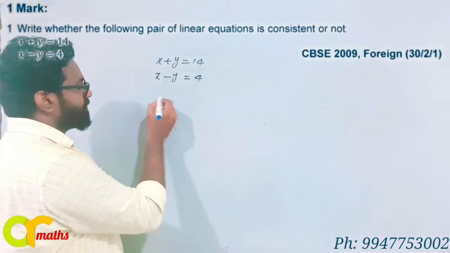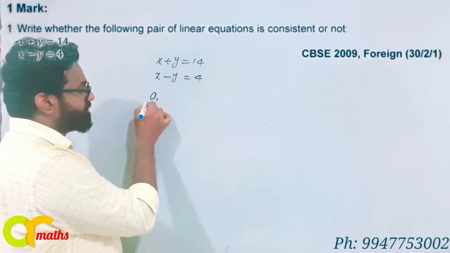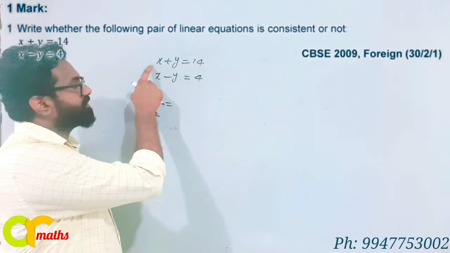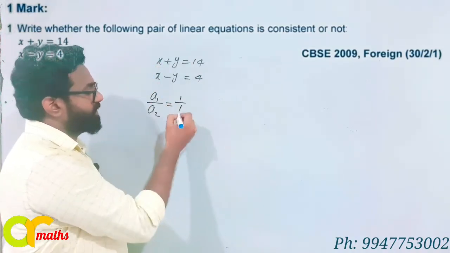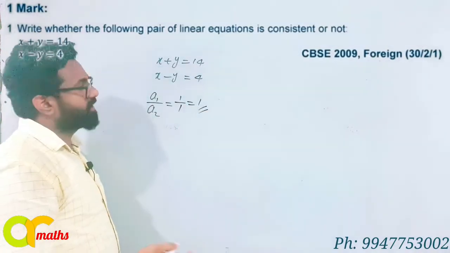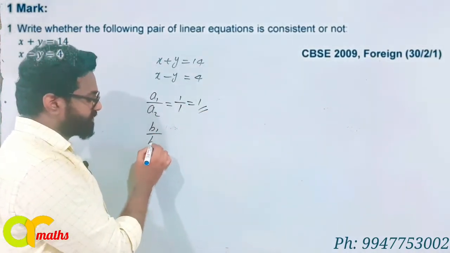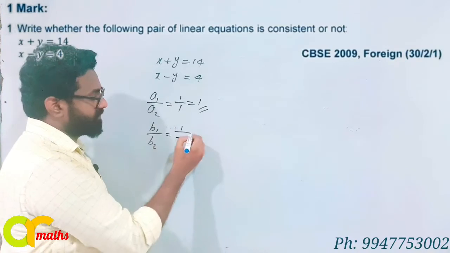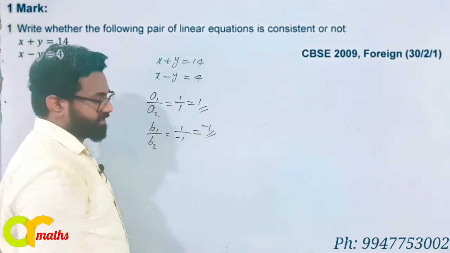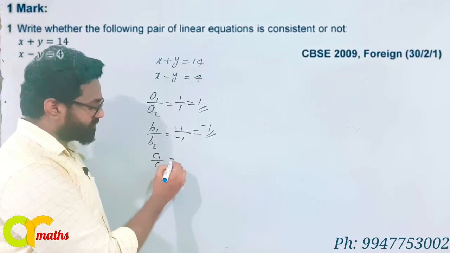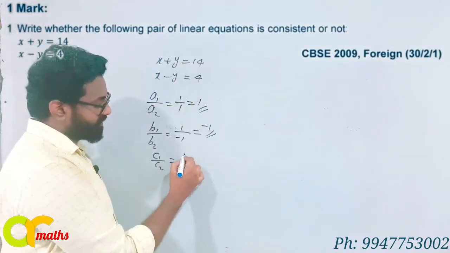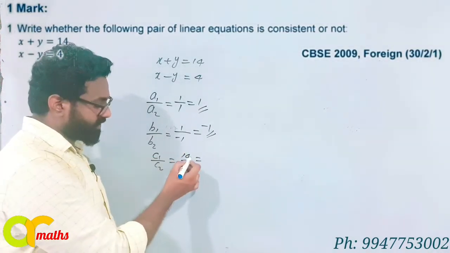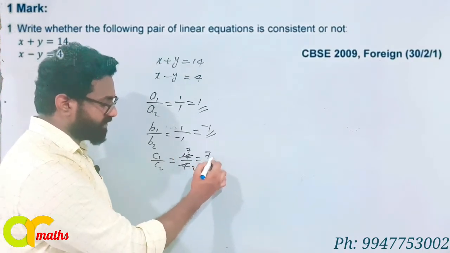So listen, you have to find a1 divided by a2. a1 means the coefficient of x. What is the coefficient of x here? 1, divided by 1. What is the answer? 1. Next, b1 divided by b2. b1 is the coefficient of y. Here 1 divided by minus 1, so it is minus 1. Next, c1 divided by c2. 14 divided by 4. You can cancel 2, so it is 7 by 2.